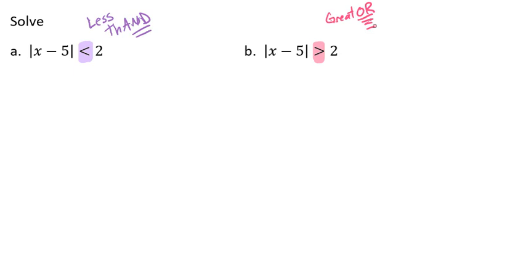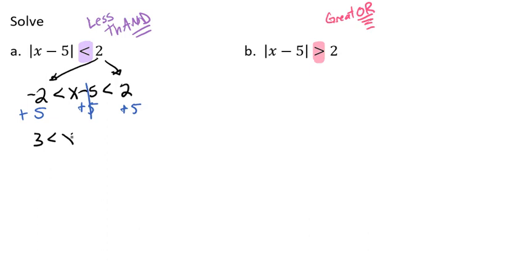So what does this look like? Let's go back to example A. So here, we're going to have our x minus 5. We have our "and." We're going to have our positive 2, which is going to bring that down. But we also need to have a negative 2. And now we're ready to solve this. So we'll add 5. Whenever you add to the middle, you have to add to both of the sides as well. And that's going to give us 3 is less than x is less than 7. And that's going to be our solution.